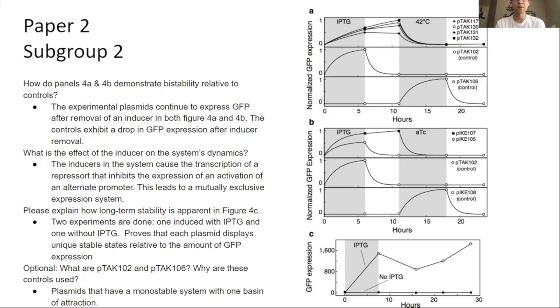The optional question I was asked was, what are PTAC 102 and 106, and why are these used as controls? These are used as controls because they represent a monostable system.